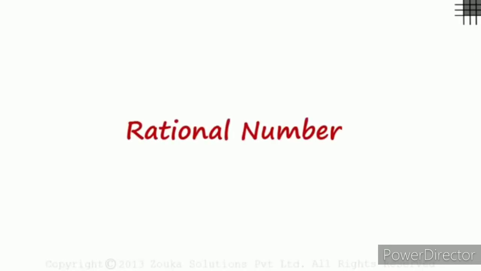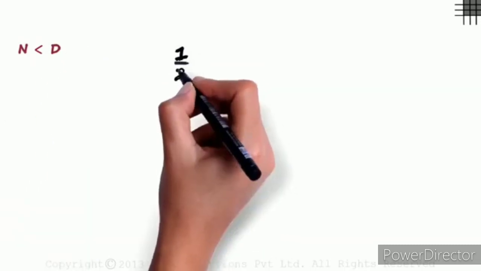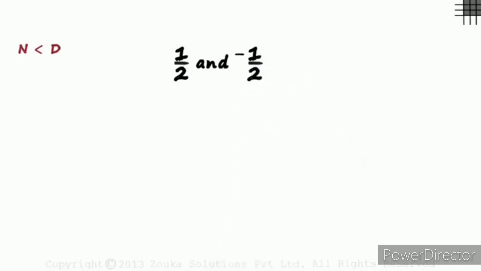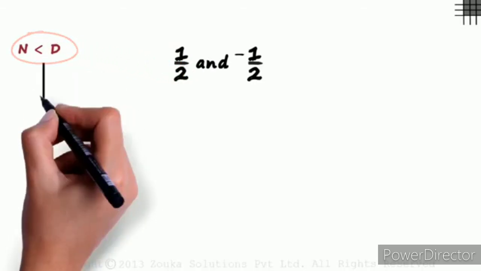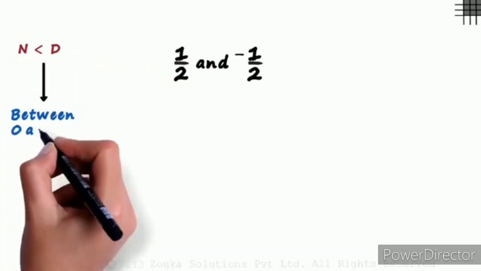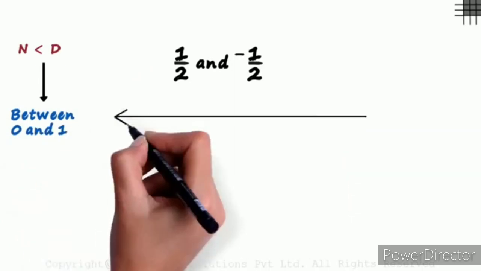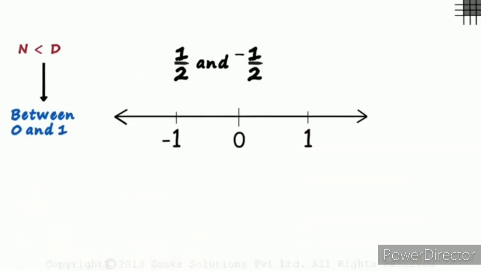One of the categories of plotting the rational numbers on the number line is when the numerators are less than the denominators. Let's try to plot 1 by 2 and minus 1 by 2 on the number line. First, we see how we can plot 1 by 2. The numerator 1 is less than the denominator 2. When the numerator is less than the denominator, the positive rational number will be between 0 and 1. So we draw the number line like this. The number 1 by 2 has to lie somewhere between 0 and 1.